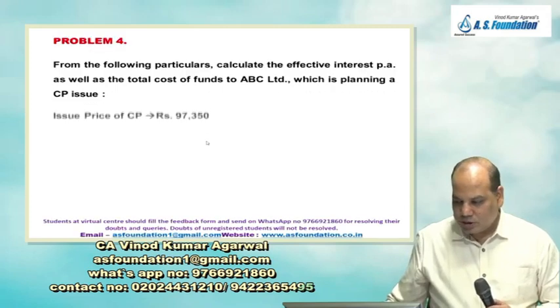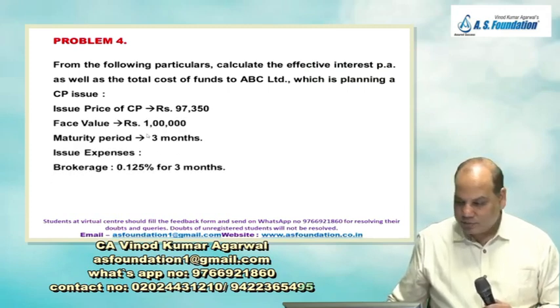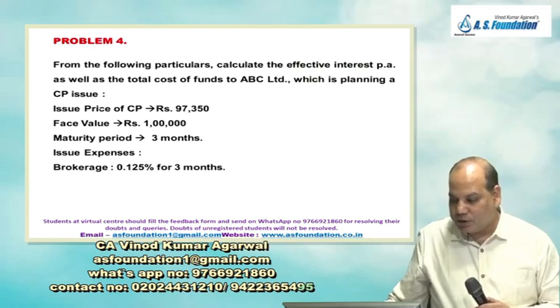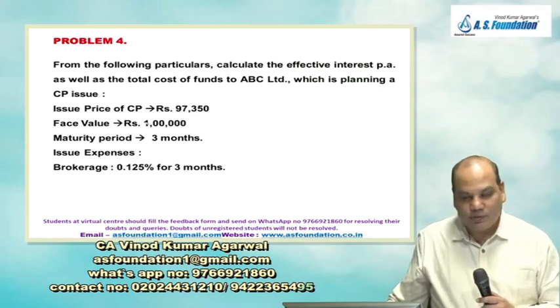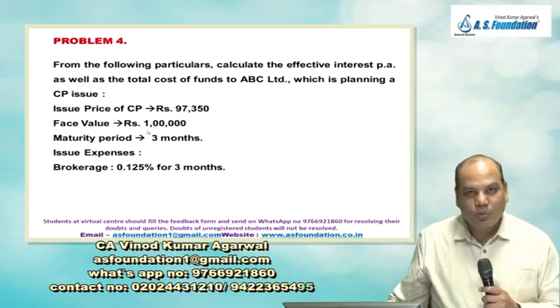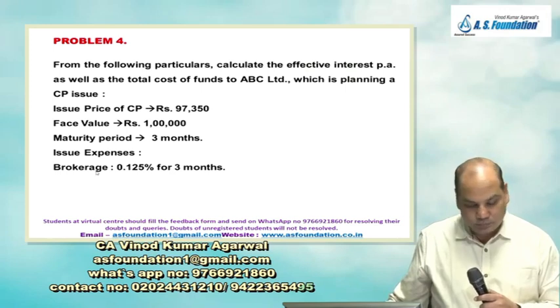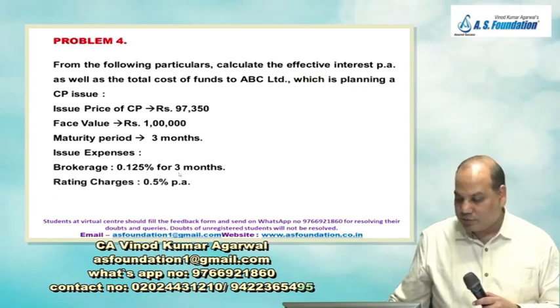Dear student, come to one 6-mark question from the exam. From the following particulars, calculate one: the effective interest per annum as well as total cost of funds to ABC, which is planning a commercial paper issue. Issue price 97,350. Face value 1 lakh. Maturity 3 months. Issue expenses: brokerage is 0.125%, underline, for 3 months.